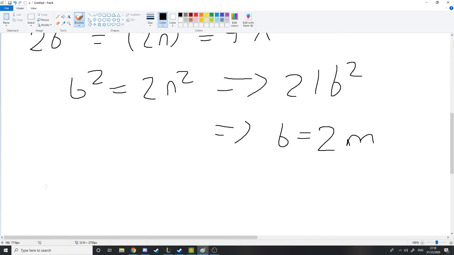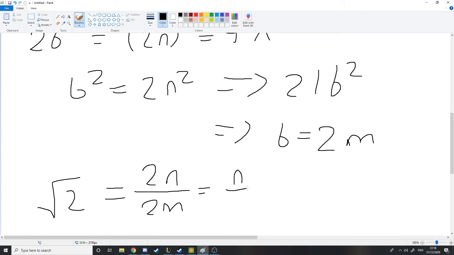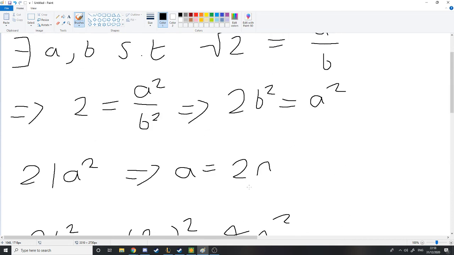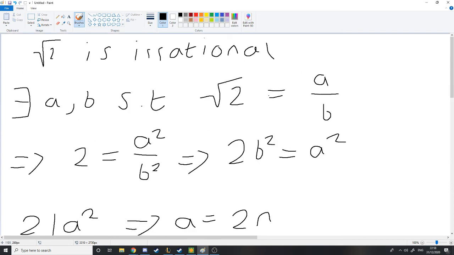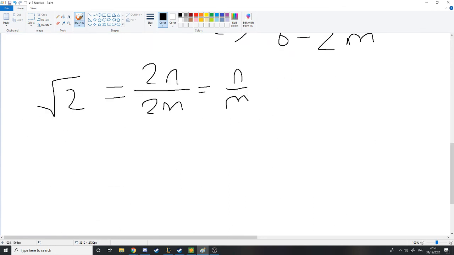Okay, and then if we plug this back into our first line, where we assumed that the square root of 2 was equal to a over b, we get that the square root of 2 equals 2n over 2m, which is equal to n over m. So we assumed that a and b are the smallest numbers whose quotient is root 2, but we've found smaller ones, and you can always find smaller ones.